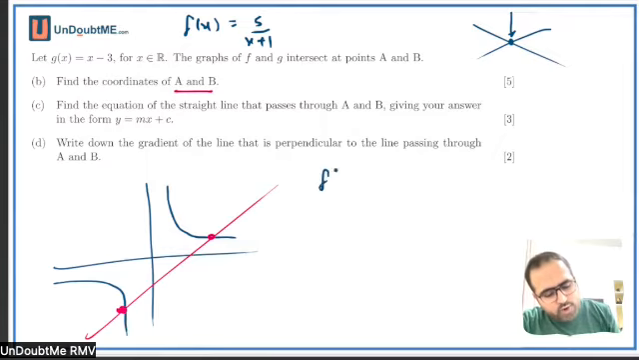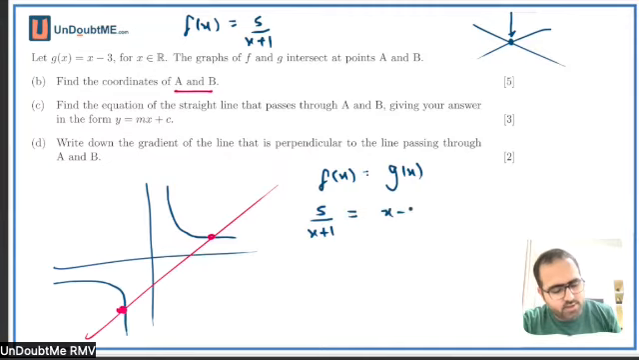For simultaneous solving, we will simply equate f(x) and g(x). 5 over x plus 1 will be equal to x minus 3. Now it is over to every one of you. Just try and get the x value from here. You will get a quadratic after solving, so you need to solve it properly. You will be getting two x values. Those two x values you can put in either f(x) or g(x) of your choice to get the respective y values.